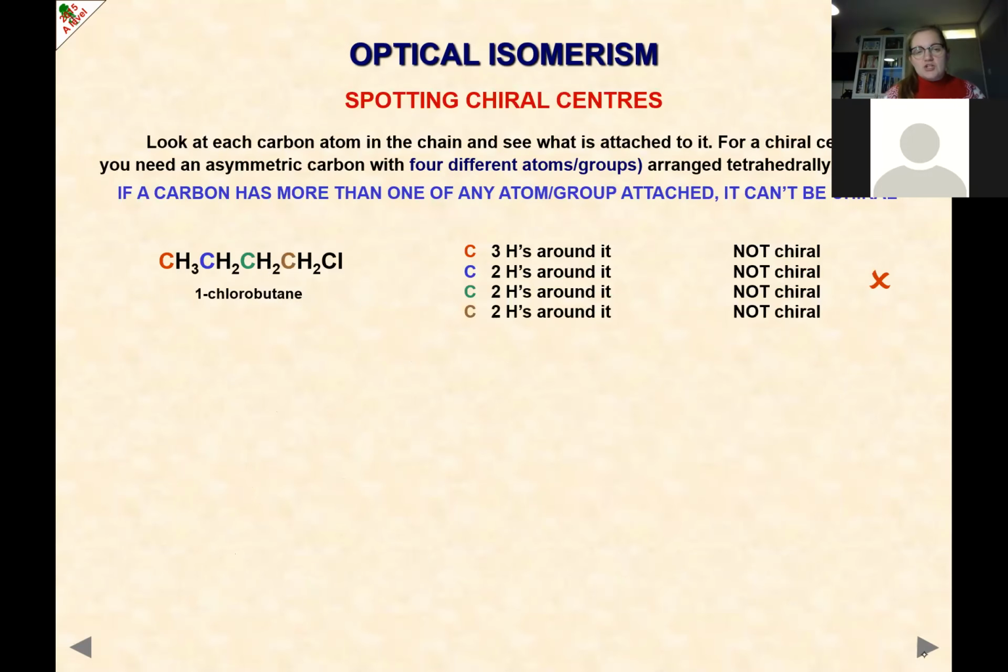If we're going to spot a chiral center, you might get shown an image of it, and sometimes the images make it really easy to spot. Or we might get something like this, which makes it a bit harder. We're going to talk about that now. If we look at each carbon atom in this chain and what it's attached to, you could actually draw these out. That's what I'm going to attempt to do now.